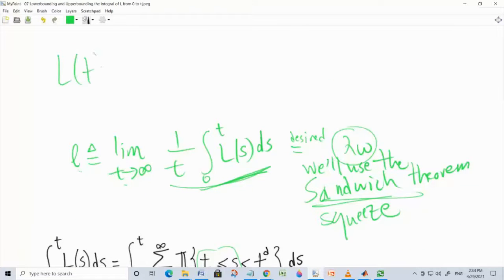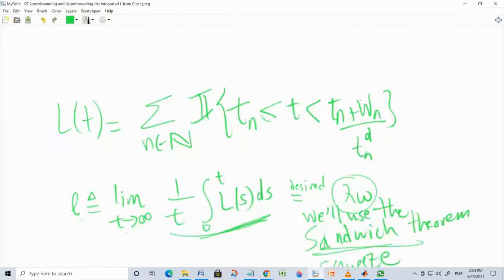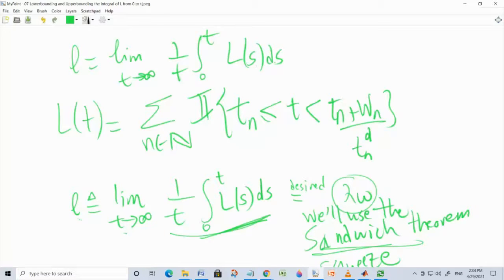Okay, so again, what we are doing is that we have L of t, which is a summation over the natural numbers of the indicator that, to be counted among those customers that are present in the system at time t, it must be the case that Tn is less than or equal to t, less than Tn plus Wn, and this is basically Tn^d, the departure time of the nth customer. Now, by definition, we define L to be the limit as t goes to infinity of 1 over t times the integral from 0 to t of L of s ds.